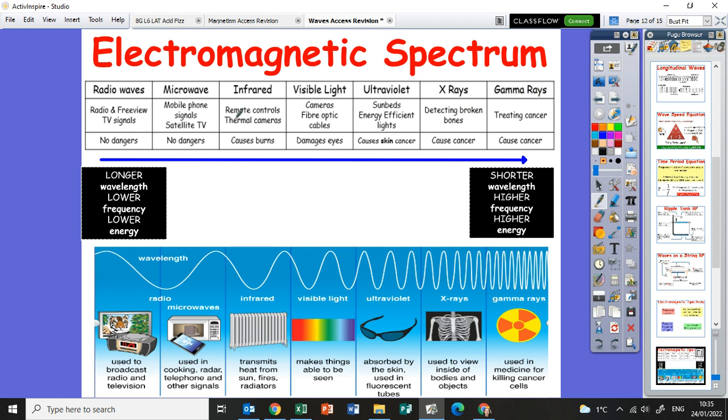You also need to know the dangers. So most of them have no dangers, microwaves cause burns, then infrared damages eyes. Ultraviolet causes skin cancer, not just cancer. Both X-rays and gamma rays can also cause cancer.